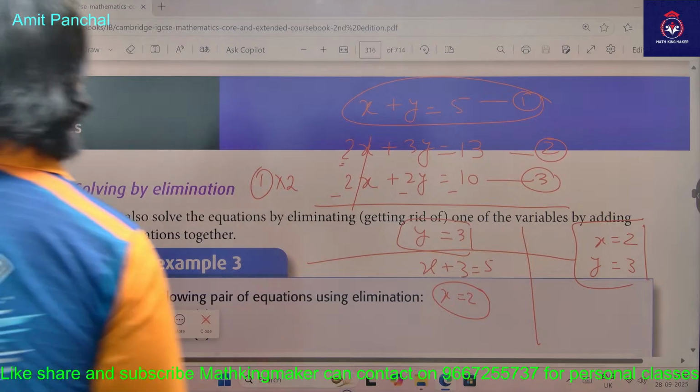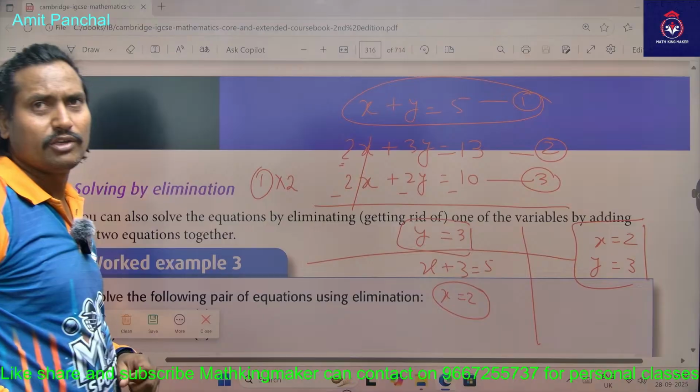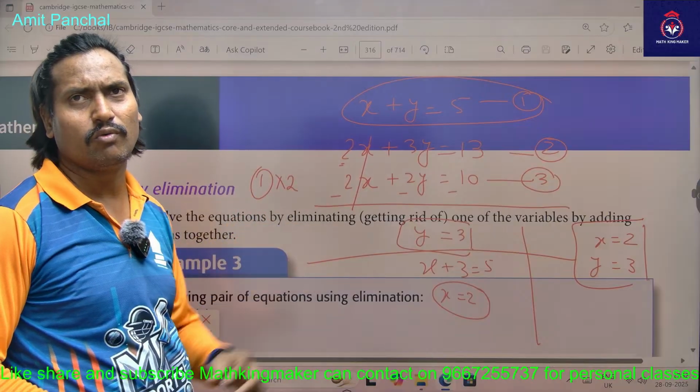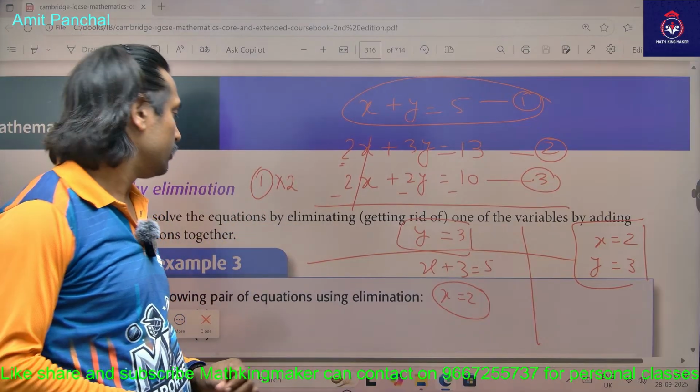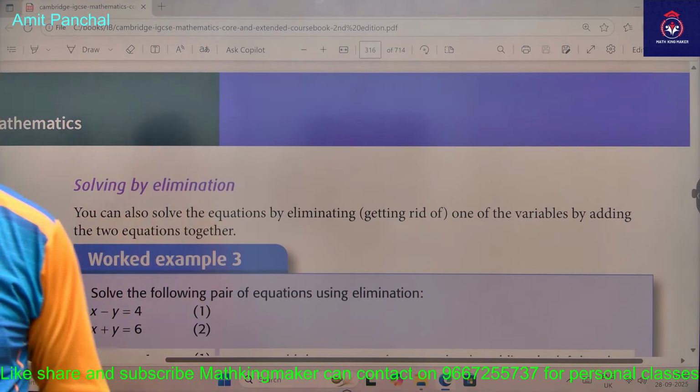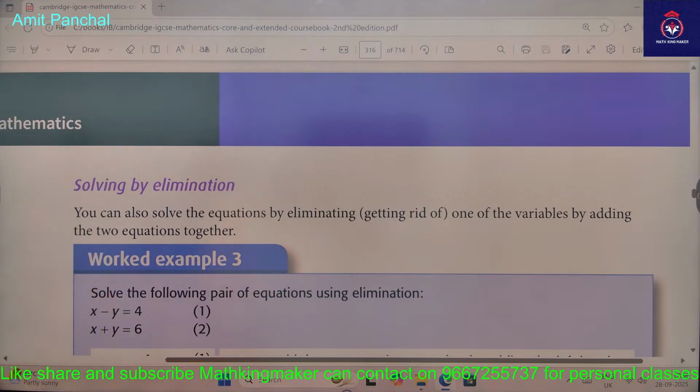Okay. So now quickly, you just understood the concept. You need to equate any of the coefficients of x or y. So we'll solve this example. This is your example number 3. You just need to do it on your own. And every time you need not subtract. If your purpose is solved by addition only, then you need not subtract. The main thing is you need to eliminate any of the variables.